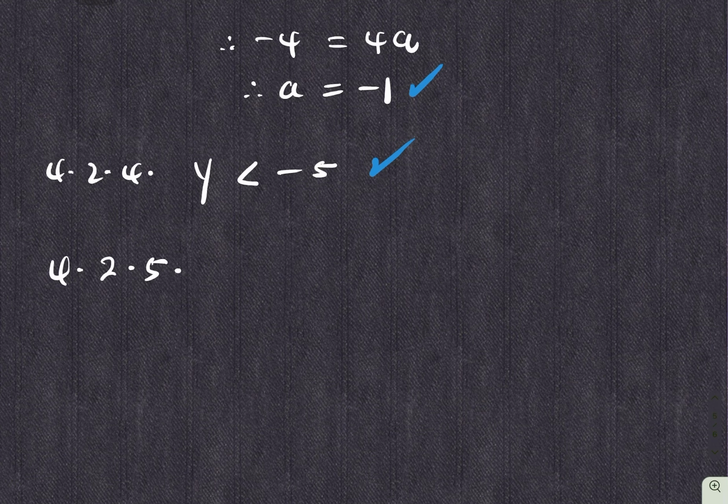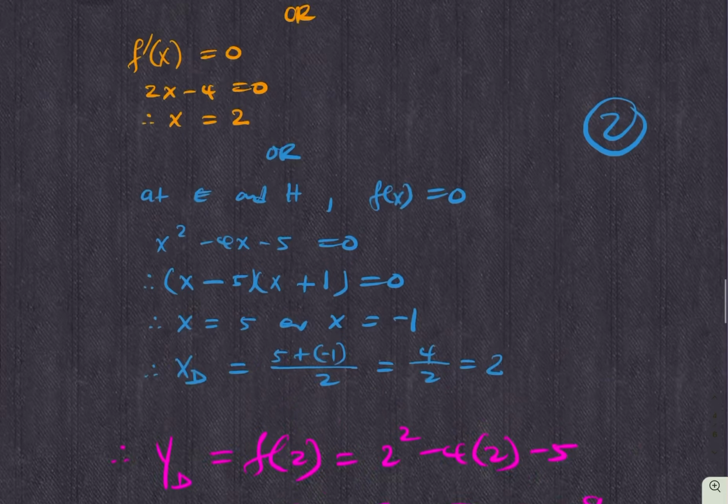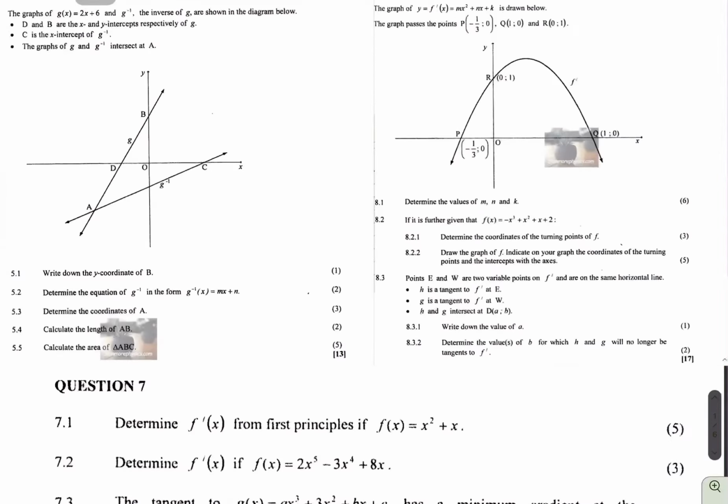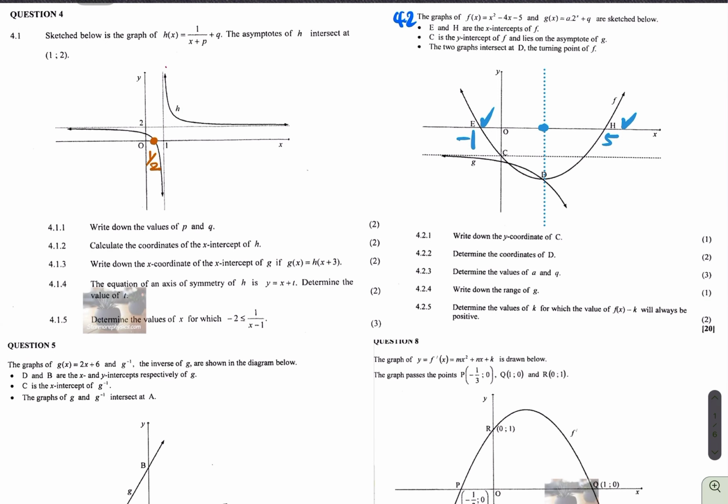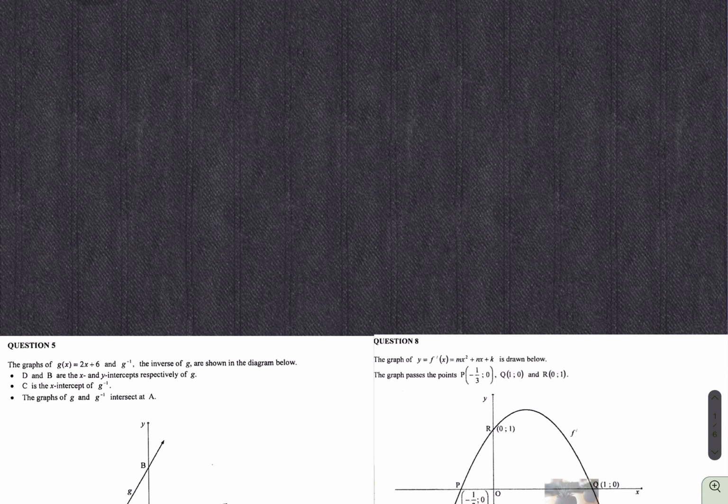4.2.5. What are they saying there? This paper was very easy. I hope you guys can attest to that. Determine the value of k for which the value of f of x minus k will always be positive.